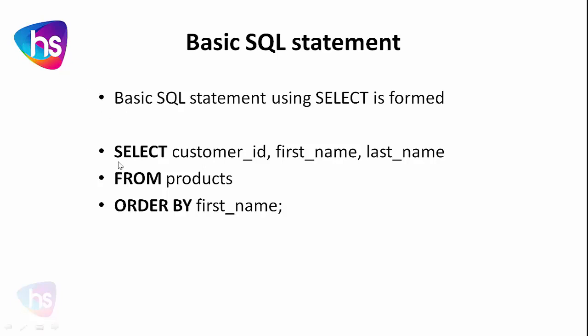By applying SELECT, which is a keyword from the SQL language, with customer ID, first name, and last name, these three are columns from the database table. FROM indicates where we are getting the data and where we are implementing the query statement. FROM products is the name of the table. Here I have written only a single table, whereas you can also write multiple tables. And ORDER BY the first name.